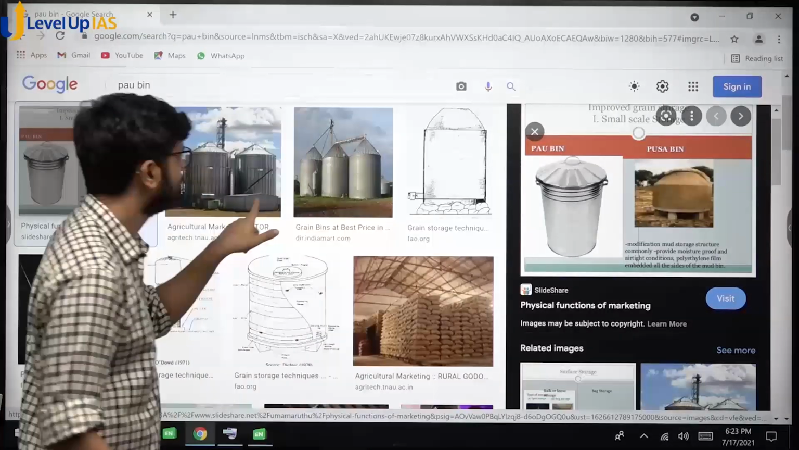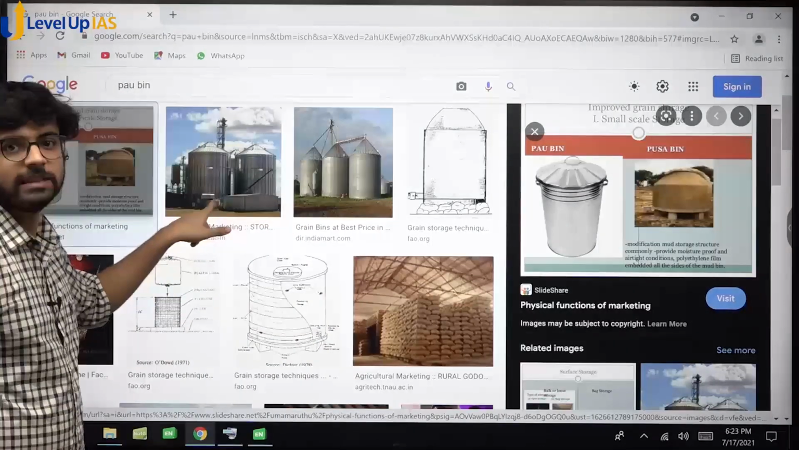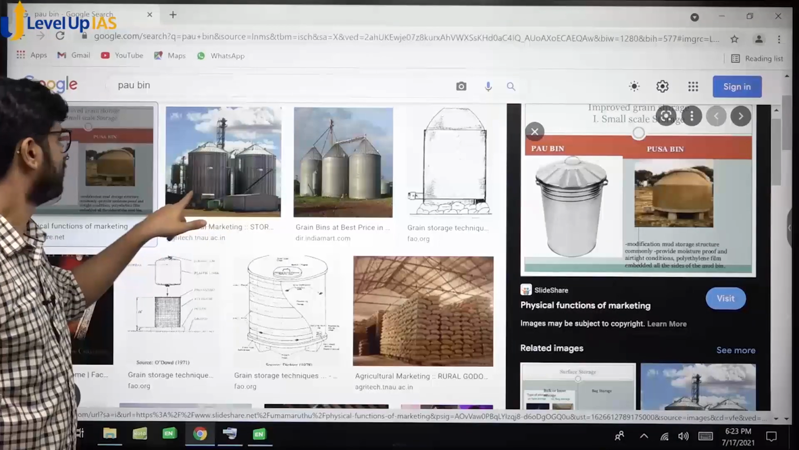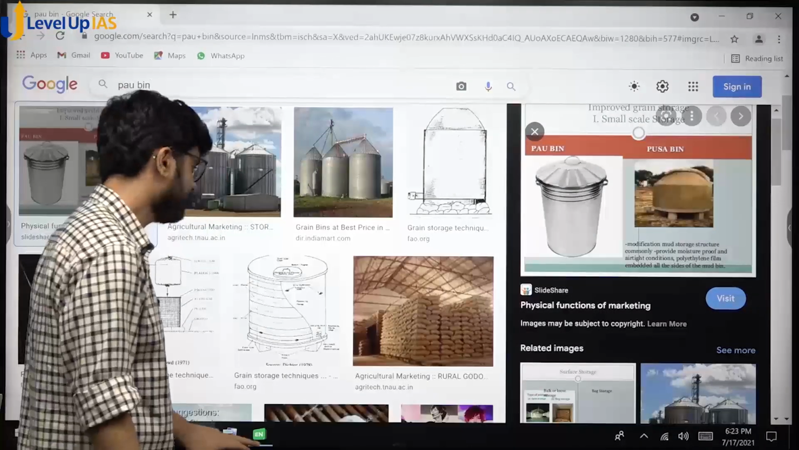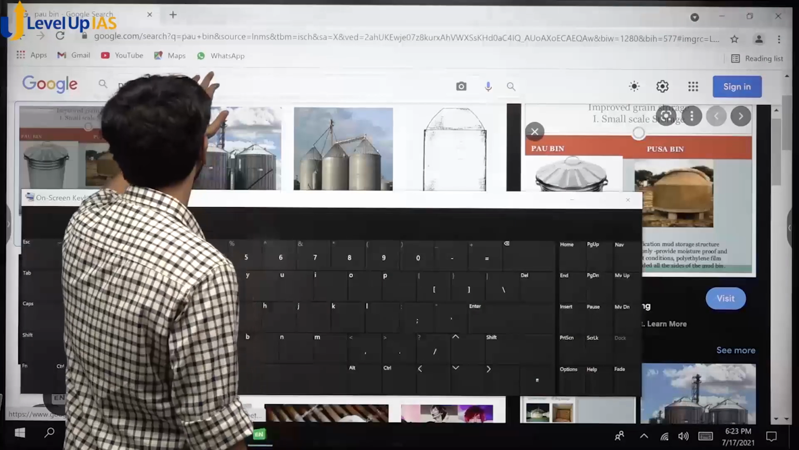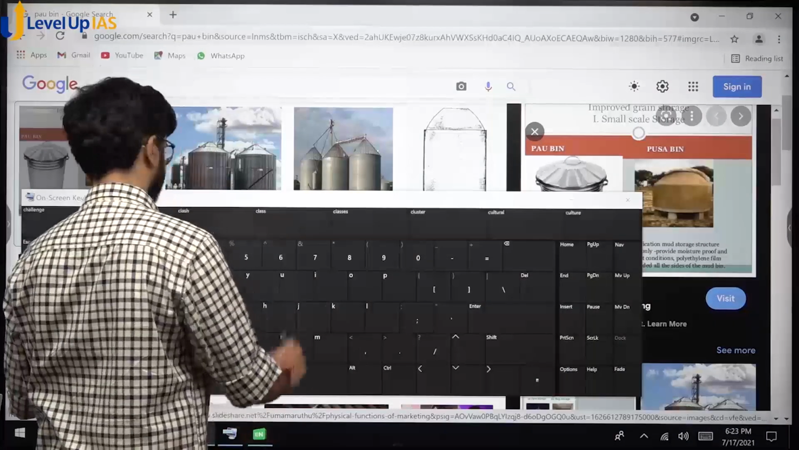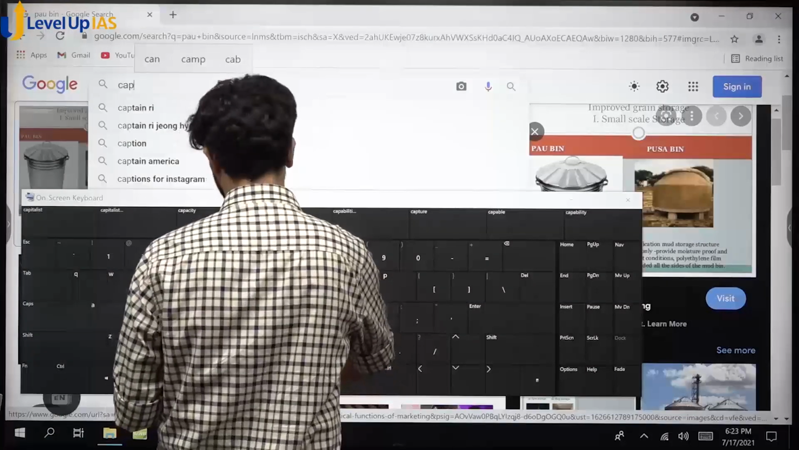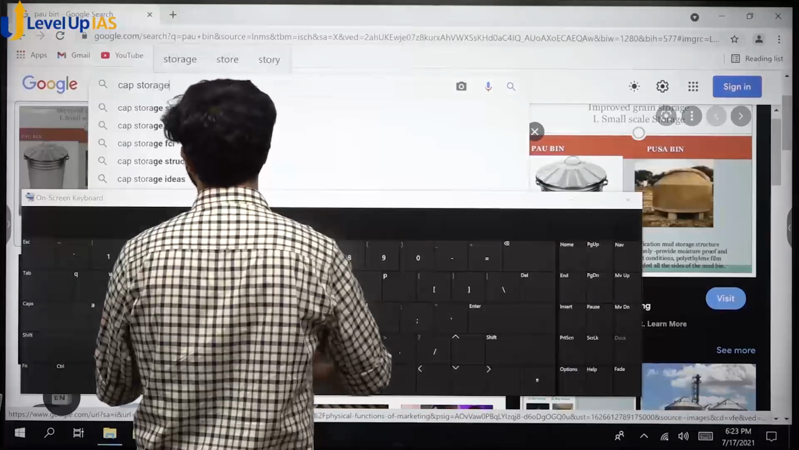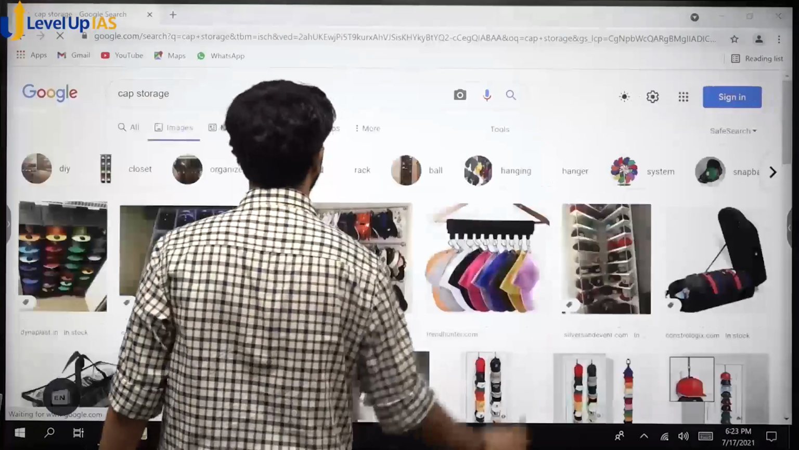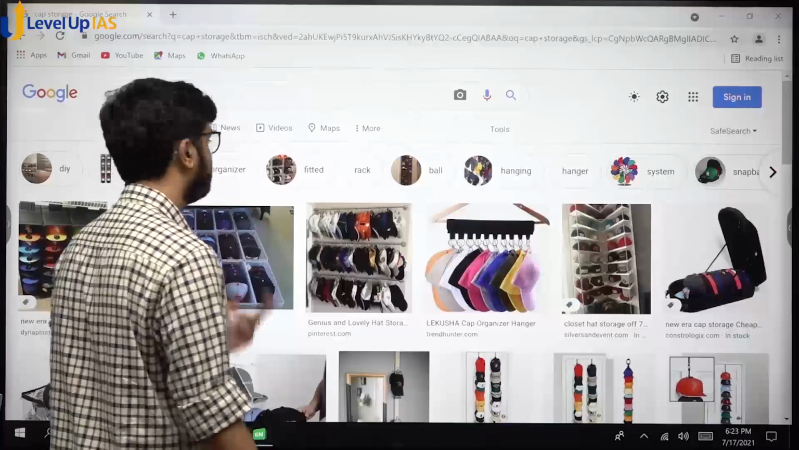Now let us see. These are silos. These are big silos. ठीक है? Now let us see CAP, covered and plinth. Cap storage, wow.